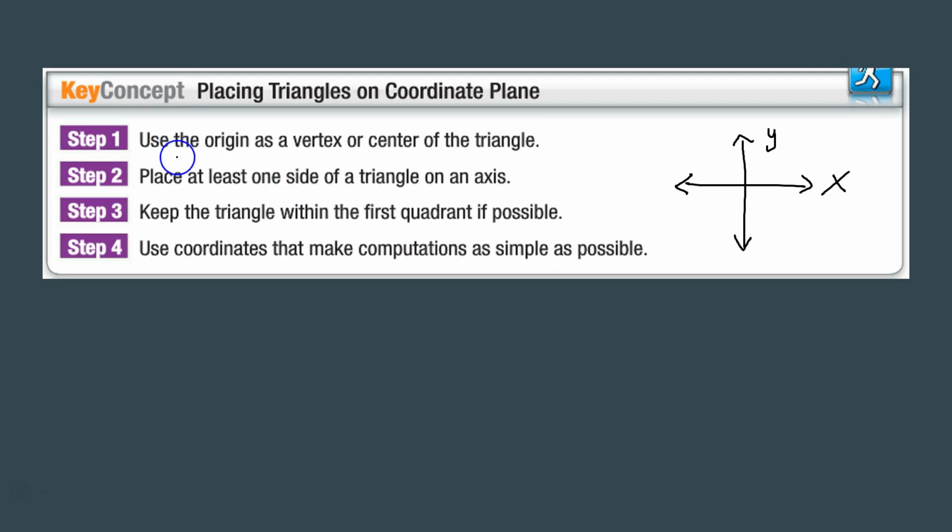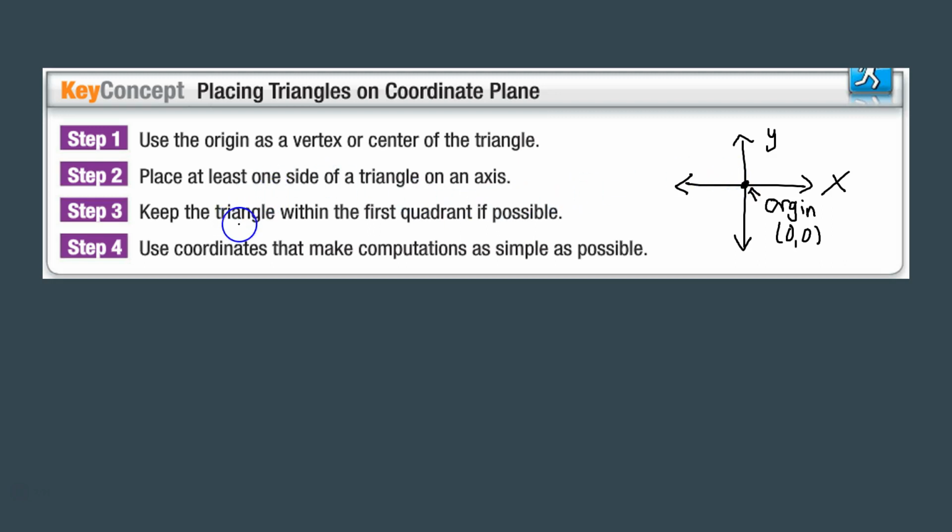So first of all, we always want to use the origin as a vertex or center of the triangle. The origin is right smack dab at 0, 0. That should always be your first point if you can. We're going to say 0, 0. And then if we can, place at least one side of the triangle on an axis. Well, we have an x-axis here and a y-axis here.